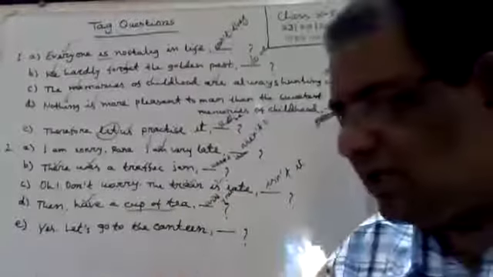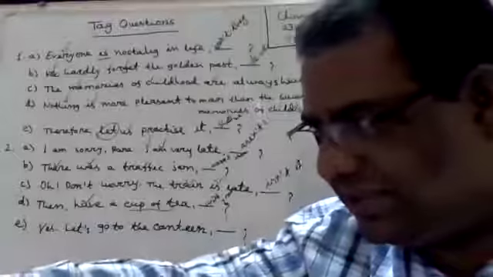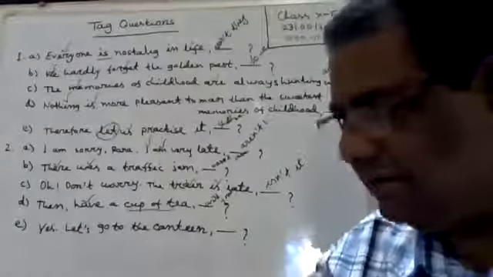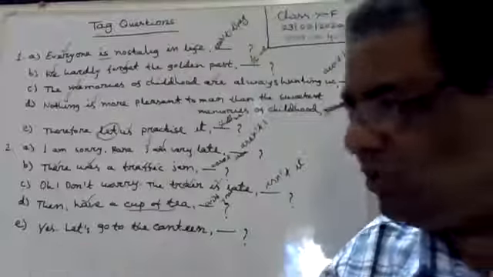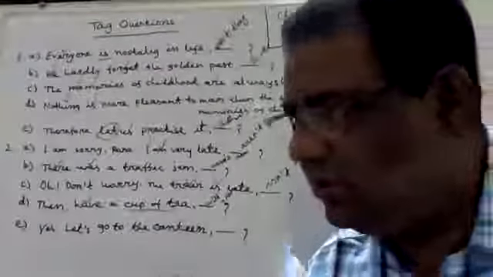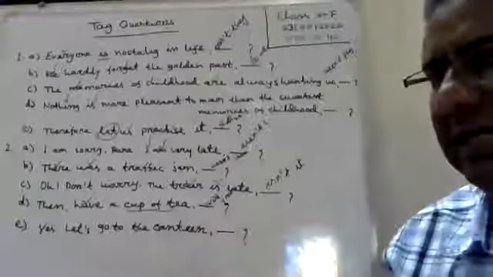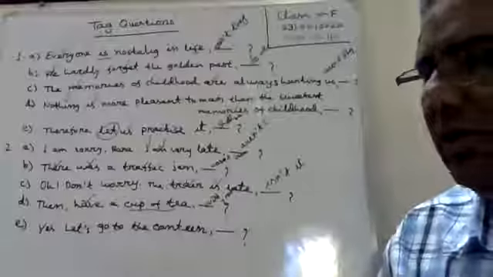I am offering someone who is present in front of me. I am offering, have a cup of tea, take a cup of tea. That time, will you or won't you? You can write either answer. Either is correct. Either will you or won't you.